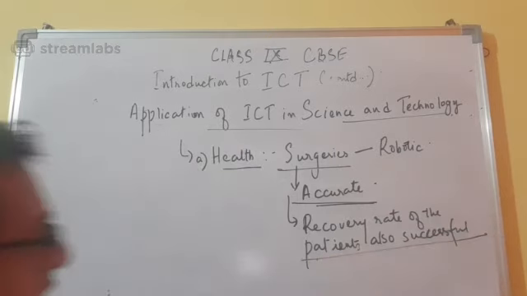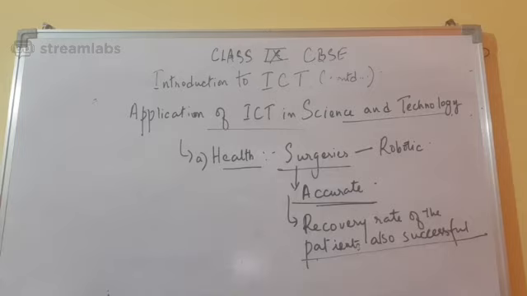Okay, so these are the factors in which the health sector also, the things are being done based on ICT only. Some modern machines are there, some difficult surgeries are there which are on the critical parts of our body. In those critical parts of the body, human beings are not very accurate.